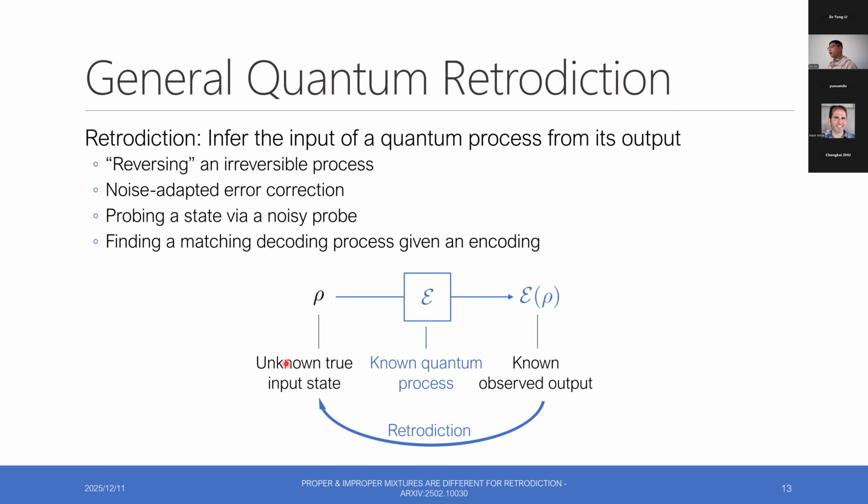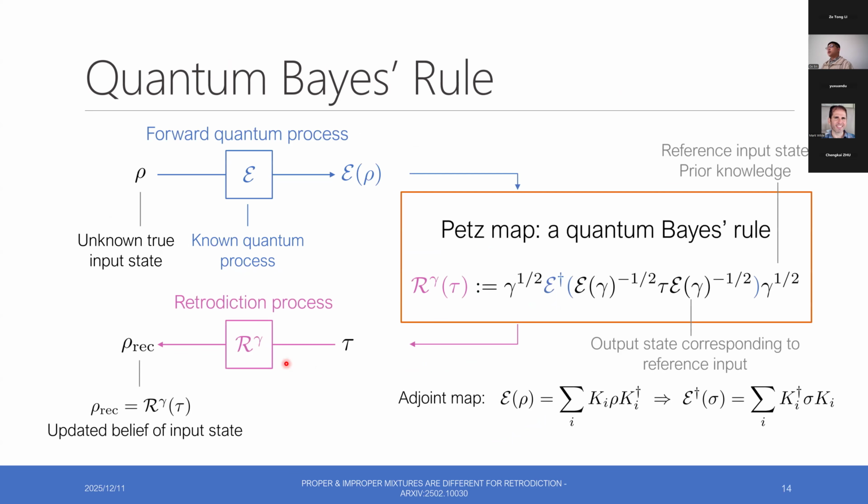This could have some useful applications, such as noise-adapted error correction. That means if you have already characterized the noise, then you could use this to redo the effect of the noise. Or you can use it for estimation of a quantum state where there is some noise between the state and your measurements, and also decoding and encoding processes. Basically, in many cases there is something you want to reverse. So in a general scenario, this is a more general formula for the quantum Bayes rule. Basically there already exists a formula into which you can plug your knowledge and get the reverse process.